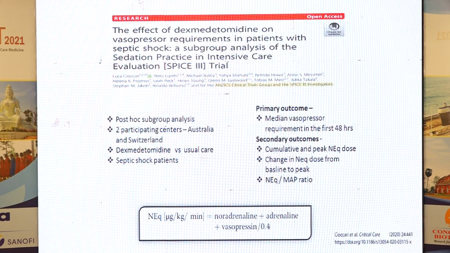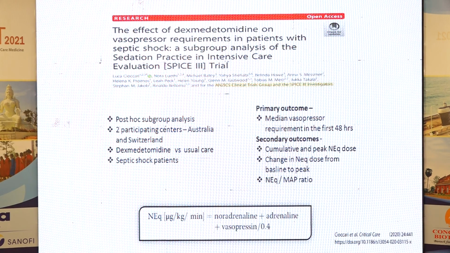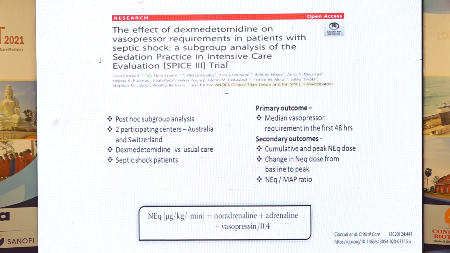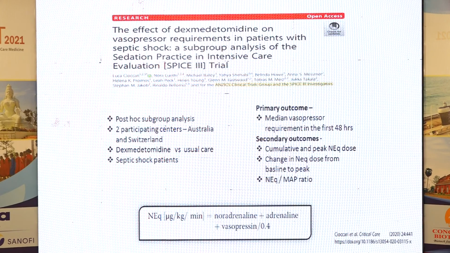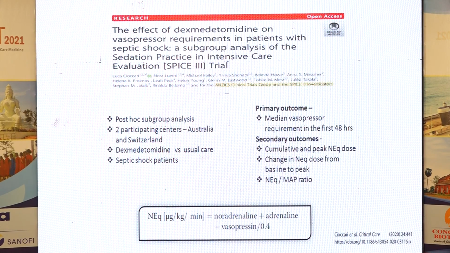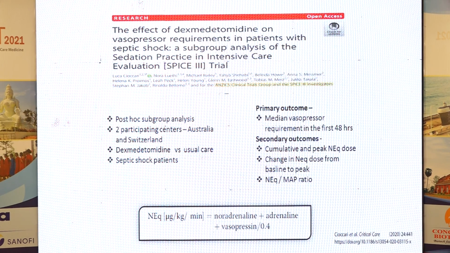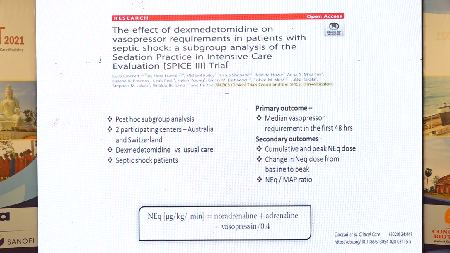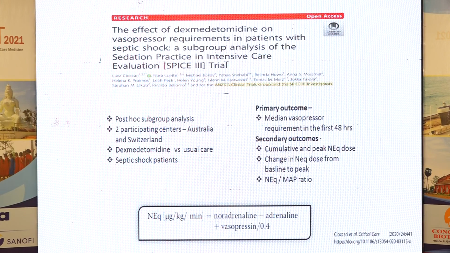Now, again, we all know that when you use dexmedetomidine, it has a biphasic effect as far as the cardiovascular system is concerned. When you initially give the dose, there is a chance that it may cause hypertension because of the stimulation of the peripheral alpha 2b receptors, and subsequently there is hypotension and bradycardia. So what they tried to do in this subgroup analysis was, if you use dexmedetomidine as a sedative agent in patients who have sepsis and septic shock, will that make a difference with respect to their vasopressor requirements, right?